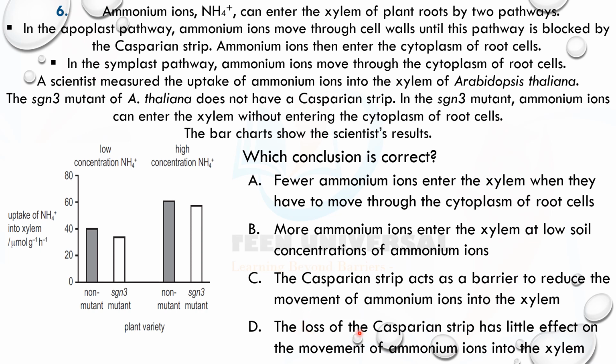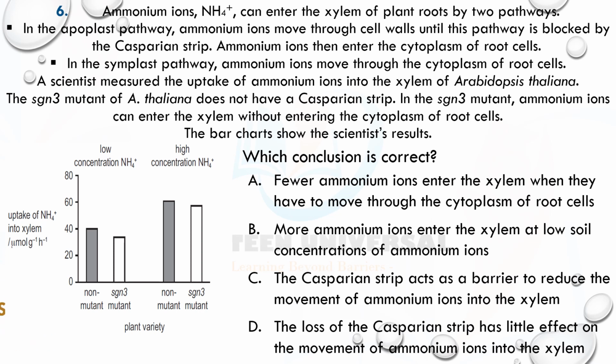Let's look at it. The loss of Casparian strip has little effect on the movement of ammonium ions into the xylem. So this SGN3 has no Casparian strip. Both in high and low, it has no big effect. Do you understand? Because they're almost the same. And of course, the one that has Casparian strip has a bit higher uptake, so loss of it has little effect. That's what the scientists discovered. This is the analytical skill: trying to analyze data, find out trends, and interpretation, explanation, reason for that trend, okay?